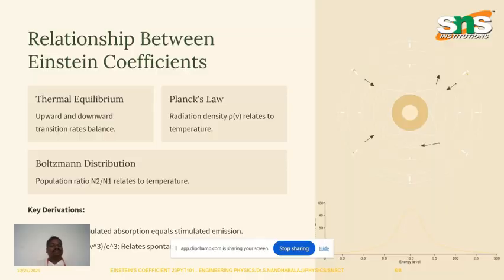Relationship between the Einstein coefficients: at thermal equilibrium, upward and downward transition rates balance. Planck's law of radiation gives the radiation density rho v, which relates to temperature. With the Boltzmann distribution, the population ratio N2 by N1 is related to temperature. The derivation gives B12 equal to B21, that is, stimulated absorption equals stimulated emission. The ratio A21 divided by B21 is equal to 8 pi h nu cubed divided by c cubed.